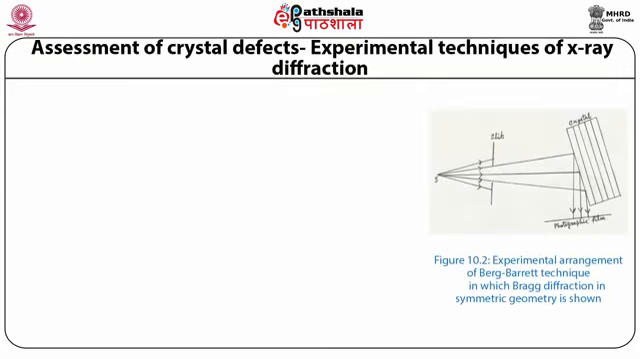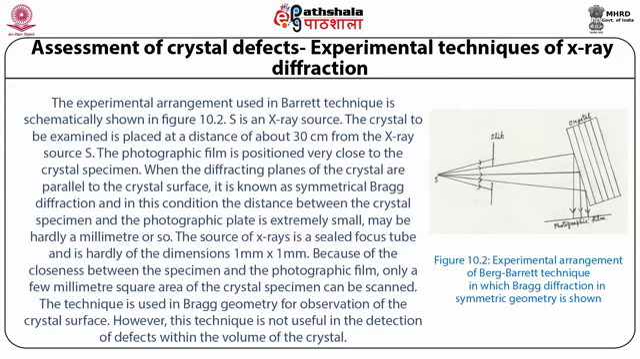Figure 10.2 is an experimental arrangement of the Burke-Barrett technique, in which Bragg diffraction in symmetric geometry is shown. The experimental arrangement used in the Burke-Barrett technique is schematically shown in figure 10.2. S is an X-ray source. The crystal to be examined is placed at a distance of about 30 centimeters from the X-ray source S. The photographic film is positioned very close to the crystal specimen.